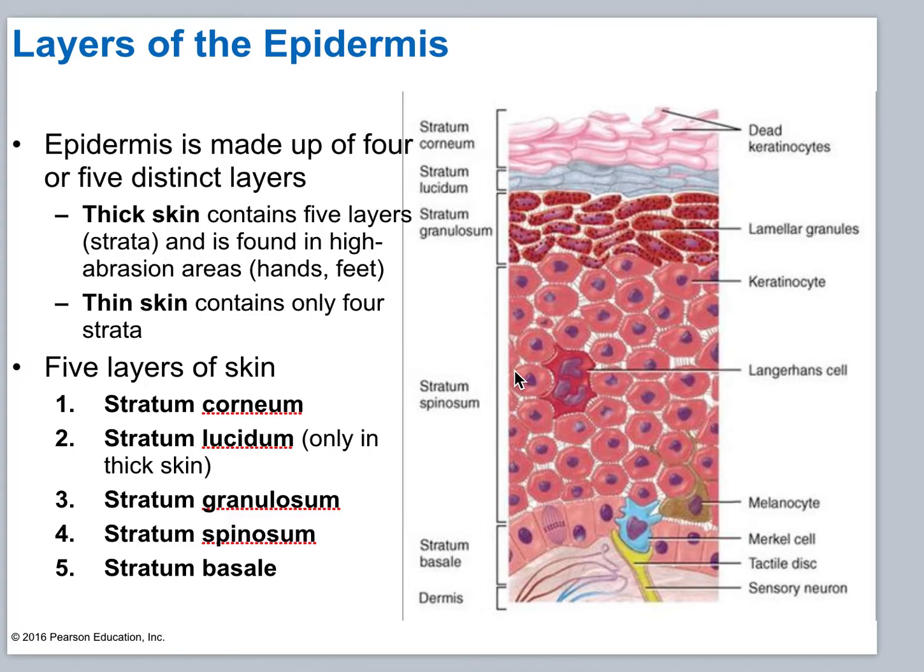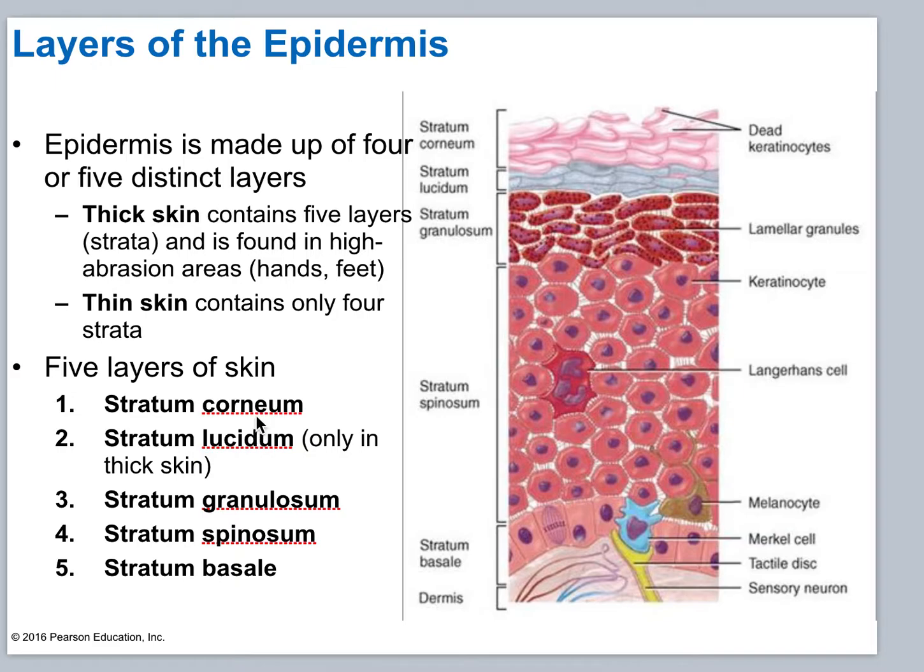Now, the epidermis is made up of 4 or 5 distinct layers, and we're going to talk about those layers. First, let me make a distinction between thick skin and thin skin. Thick skin basically has all 5 layers of the skin, and it's found only in the palms of the hands and the soles of the feet. Again, where the skin is the thickest. The thin skin is basically the skin throughout the rest of the body, and the thin skin only has the 4 other layers, all the layers except for the stratum lucidum. That's only in the thick skin.